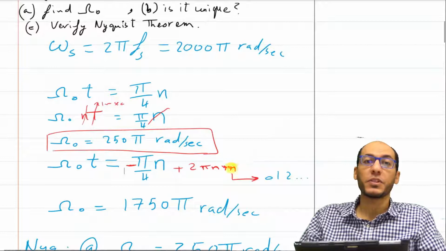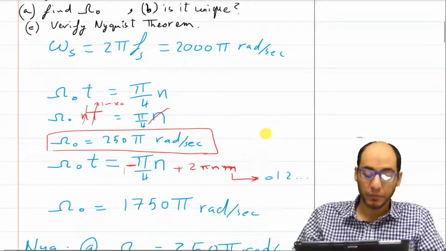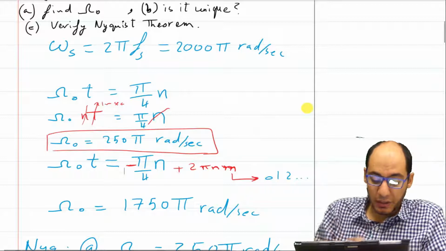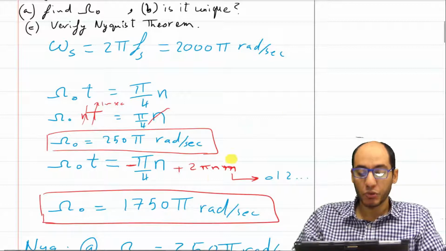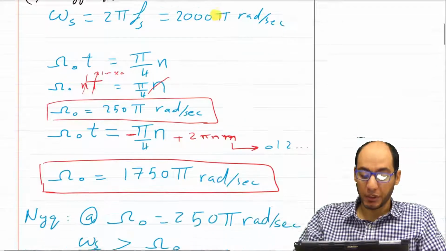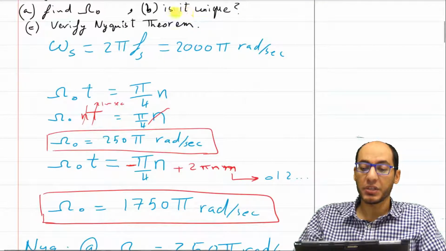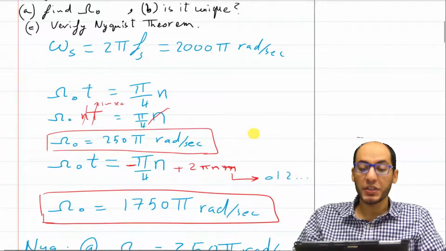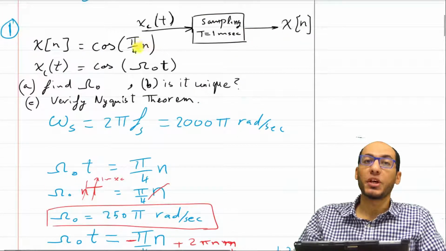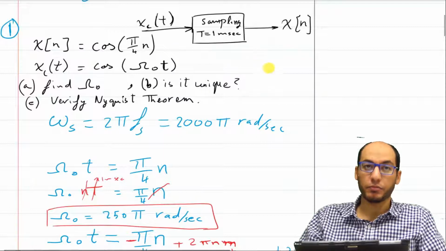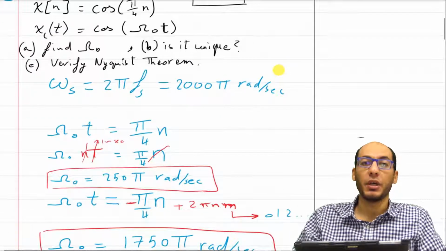So here, I've substituted m to be 1, putting the negative sign, and I get this value. Which means that it is not unique. Which means that omega naught is not unique, and you could find an infinite number of frequencies. What does that mean? Any frequency that you get from the equation, when you feed it to the sampler, is going to give you cosine pi over 4 n. The sampler is not going to distinguish between any of them.